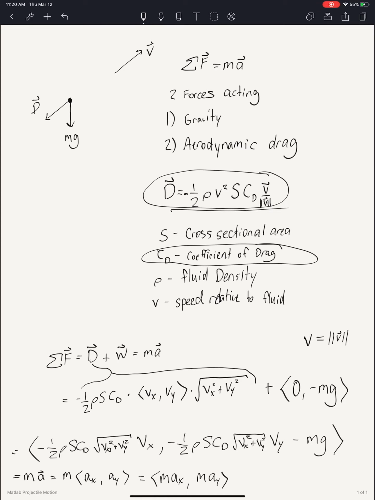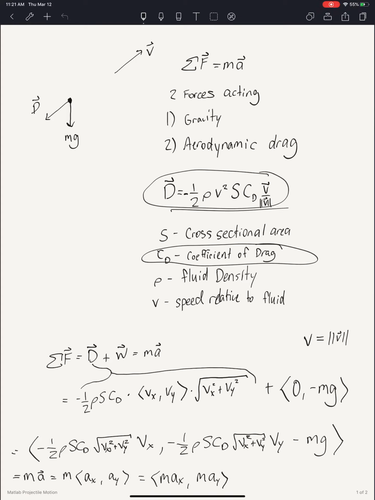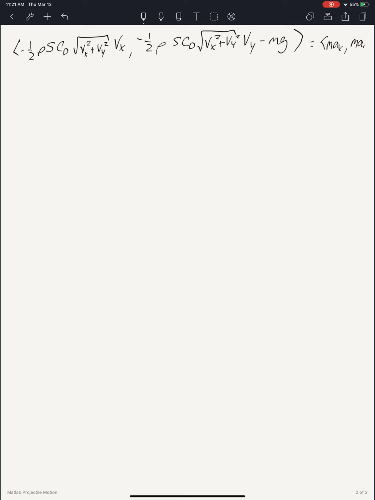I'm going to copy this equation to the following page. Do I actually want to copy it all down? Not so much. I suppose I will. Here we go. Negative 1/2 rho SCD root Vx squared plus Vy squared times Vx, comma, negative 1/2 rho SCD square root Vx squared plus Vy squared times Vy minus mg equals max, may.